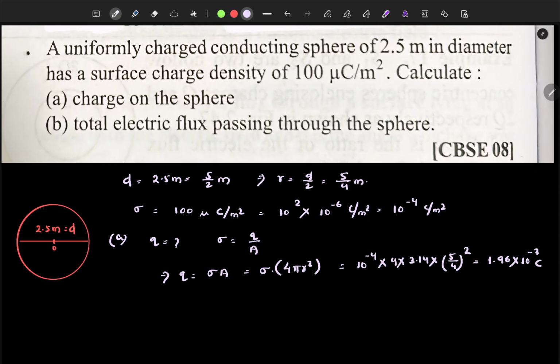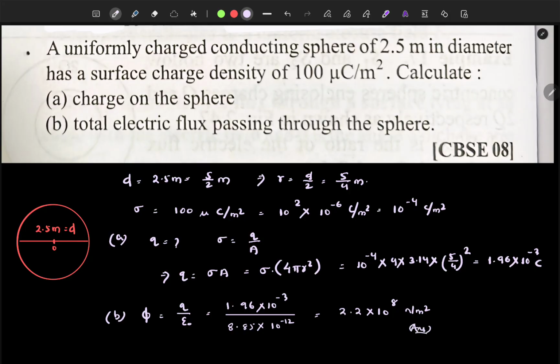Next it is asking the total electric flux passing through the sphere. So the answer for the second bit: phi is equal to, sorry, Q by epsilon naught. So it will be 1.96 into 10 to the power minus 3 divided by 8.85 into 10 to the power minus 12. After solving you will get 2.2 into 10 to the power 8 Newton meter square per coulomb. This is the answer. I hope it is clear to all of you. Next.